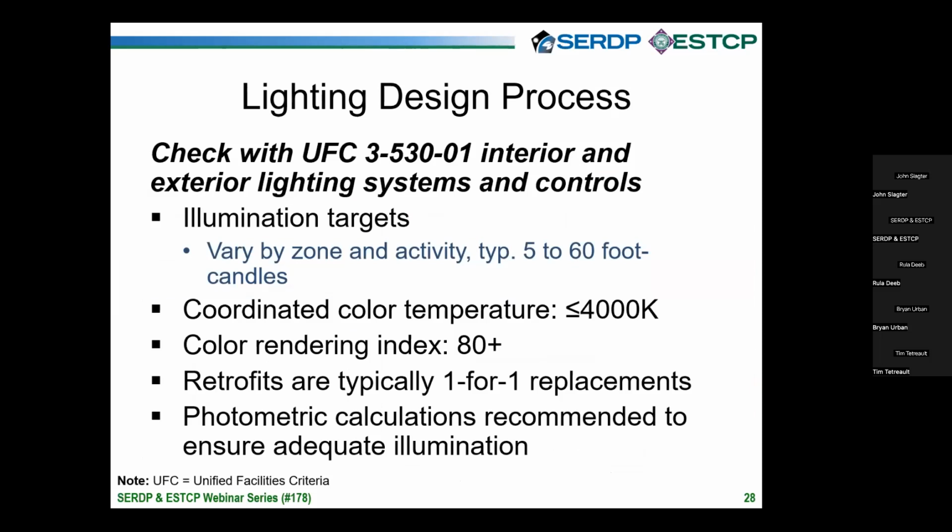As far as the lighting design process goes, typically you want to start with the UFC, Unified Facilities Criteria document for interior and exterior lighting systems. This document specifies the illumination targets for each type of facility. Typically, it's between 5 and 60 foot candles, and this will tell you what your target is and how bright your lights need to be. In addition, there are other specs like color temperature and lighting quality measured by color rendering index, things like that that you'll want to know about before you spec your lights.